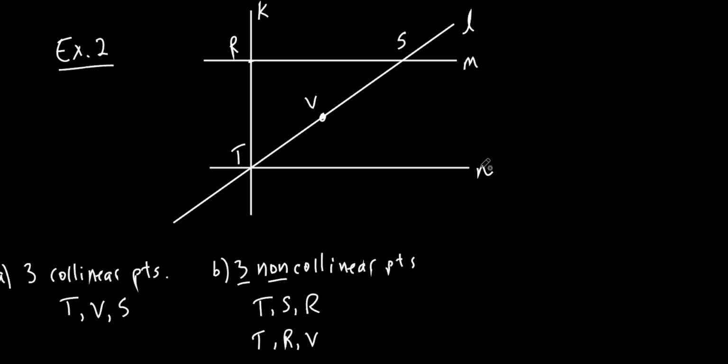Give me another one. N, T, S? Well, you can't use N. Why not? Because it's a line. It's not a point. We can only use the capital letters. S, V, and R? Did we use that yet? No, we haven't used it yet. That's good. All right, that's enough of that. You get the idea, don't you? There probably are more combinations, but either one of those would be a right answer.